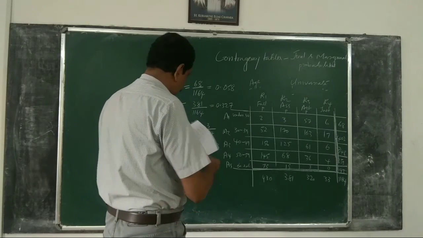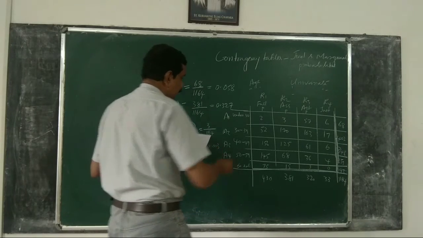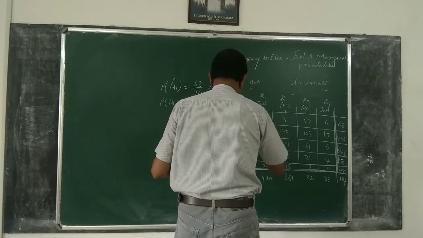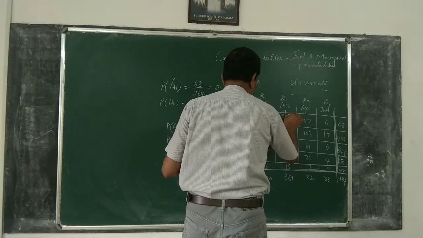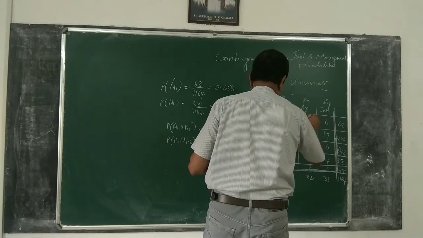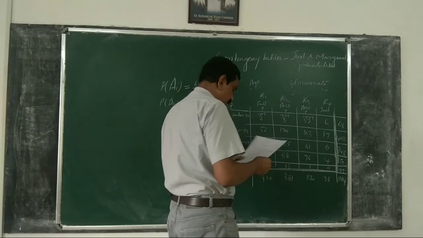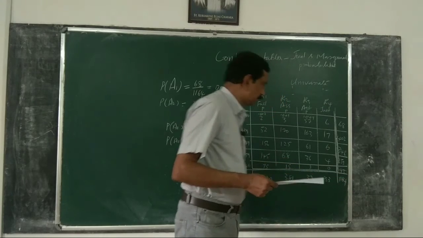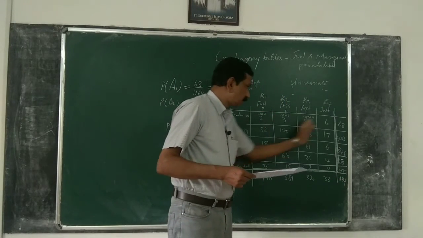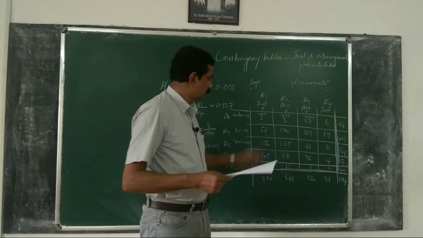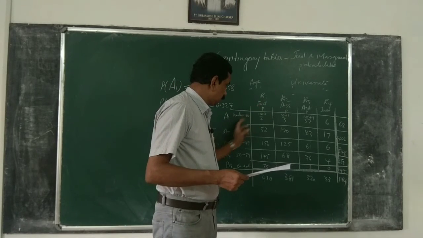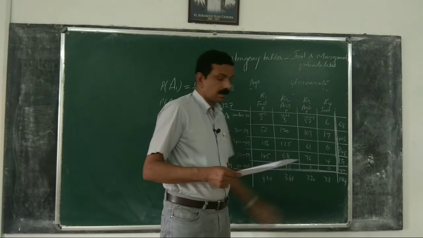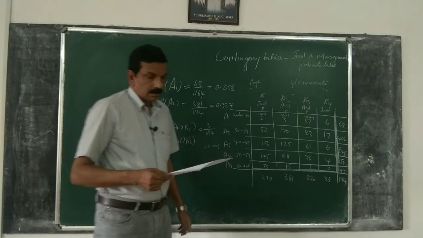So in this way you can calculate all the joint probabilities: 0.002, 0.003, 0.049. That is, you divide each entry by the total number of observations, and you will get the joint probabilities. Say probability of A1 R1, probability of A1 R2, probability of A1 R3, etc. These are the joint probabilities.